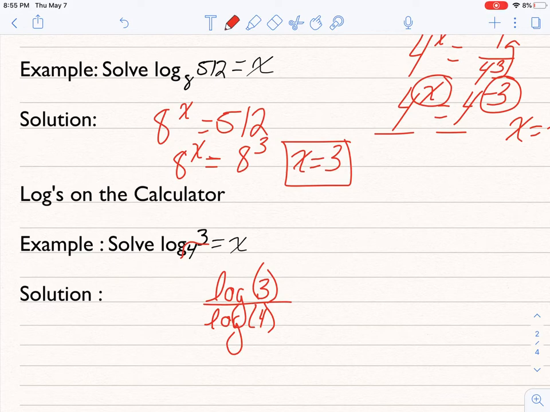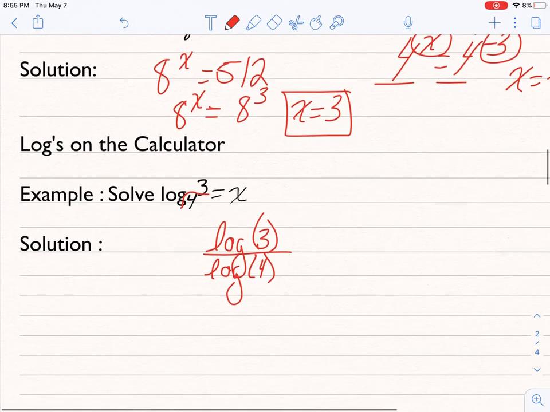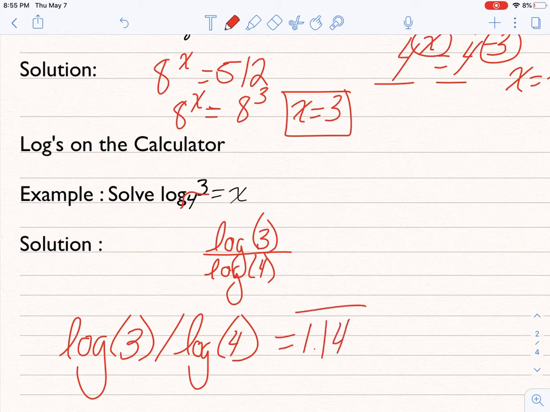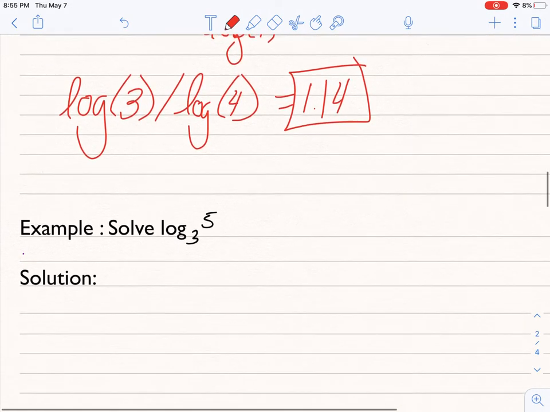So it should say right now, log, open parentheses, 3, close parentheses, hit the divide sign, hit log again, type in 4, close parentheses. So right now on your calculator, it should look like this. And when you hit enter, you should get an answer something like 1.14. My calculator is completely dead, so I don't have it on me, but I think it's 1.14. All right, going on to the next one.